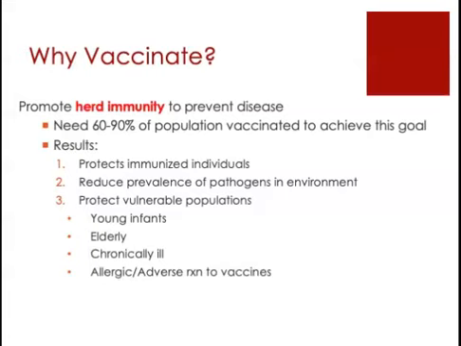Now this 60 to 90% figure for herd immunity, that number is going to vary depending upon the virus and depending upon how infectious it is, how easy it is to transmit from person to person. You have probably heard that the target for SARS-CoV-2 vaccination is 70%. That is our best estimate for how many people within a community must be immunized against this coronavirus in order for us to achieve this herd immunity.